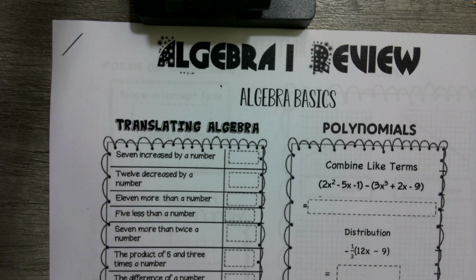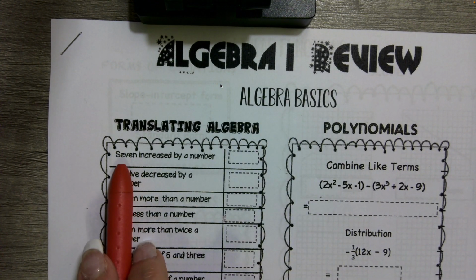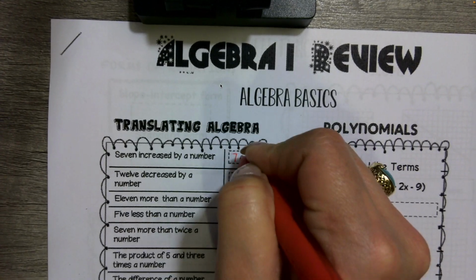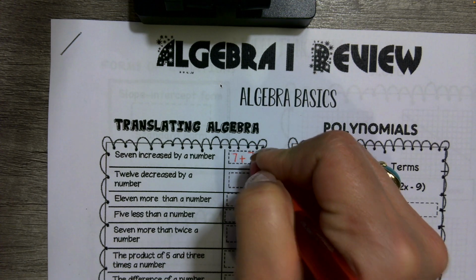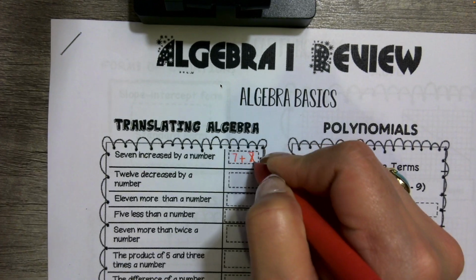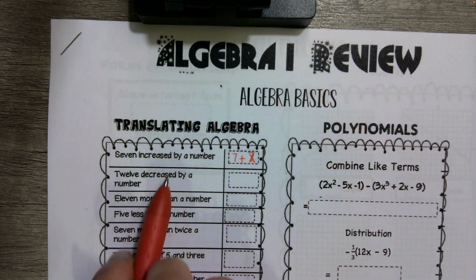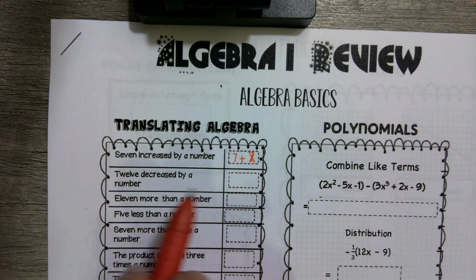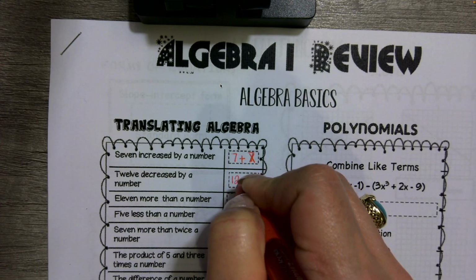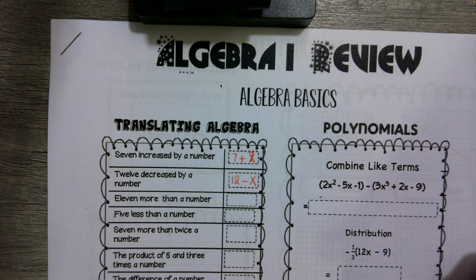So the first part is translating algebra. 7 increased by a number. 7 increased means added, by a number, which is x. The number is x and 7 increased. 12 decreased by a number. So 12 decreased is subtract a number.